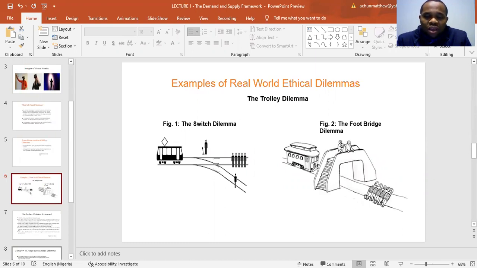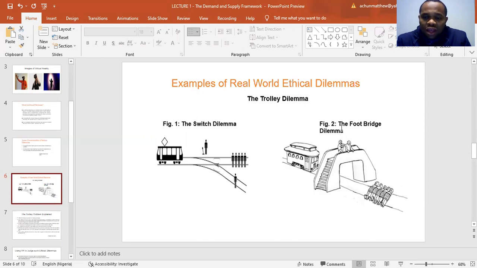The first we have here is the trolley dilemma. In the trolley dilemma, you see the switch dilemma and the footbridge dilemma. In the switch dilemma, you see the trolley coming towards 5 persons who are tied on the track, and there is a diverted road with 1 person tied on it. So the trolley is at high speed and the decision to be made is either to go straight and kill the 5 or go towards the diverted road and kill 1 person.